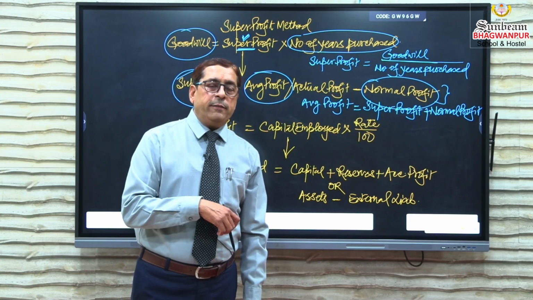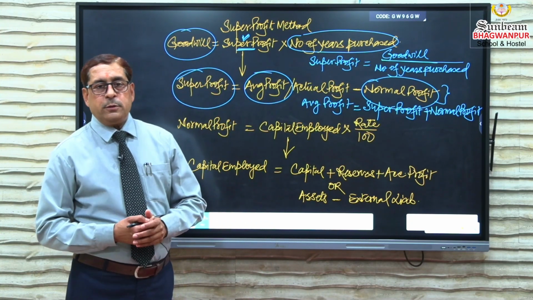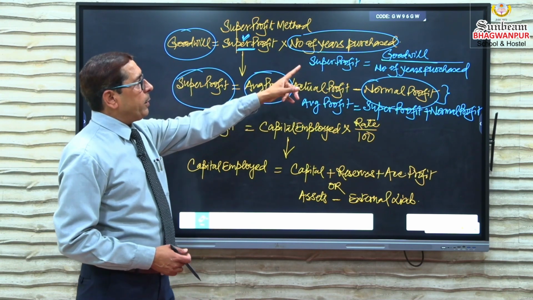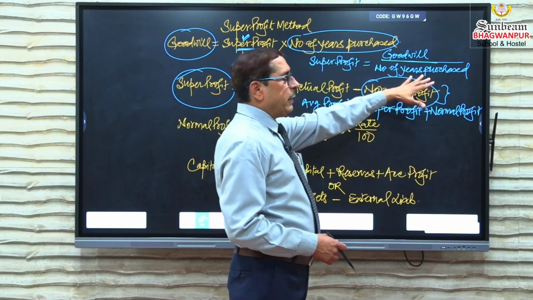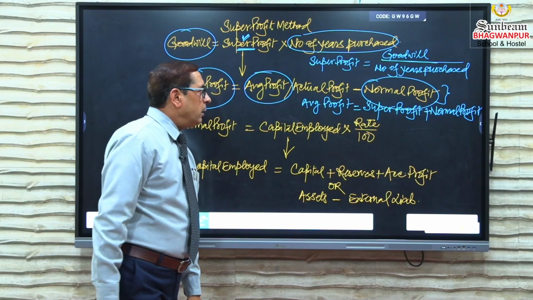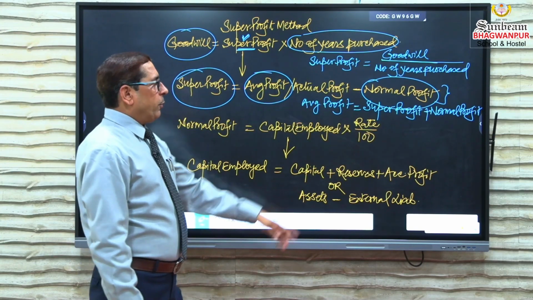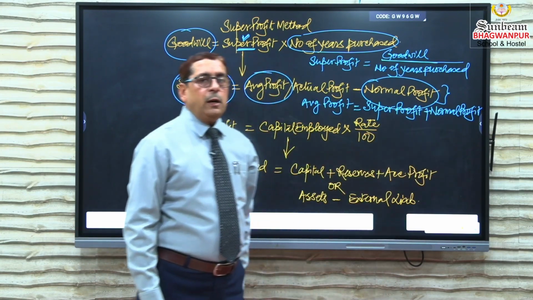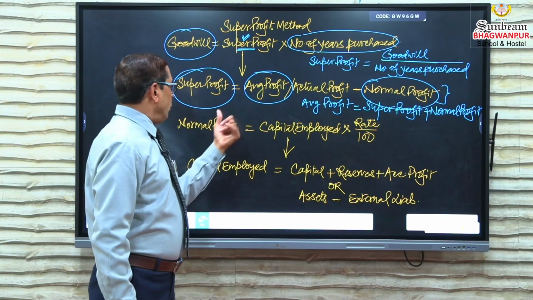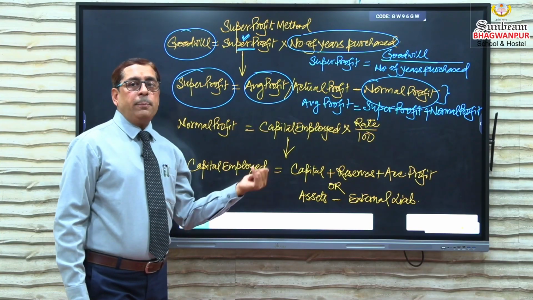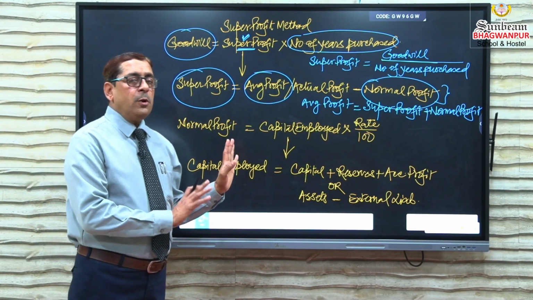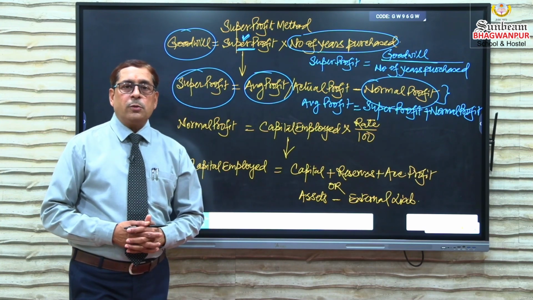If goodwill is already given and you are asked to calculate average profit, in that case you will first find out the super profit. For super profit, goodwill divided by number of years purchased, both pieces of information will be given very clearly in the question. Now the average profit is super profit plus normal profit, this will be the formula. Normal profit, if given, that's okay. If not given, use this formula: normal profit is equal to capital employed multiply rate upon 100. This is all about the second method of valuation of goodwill.